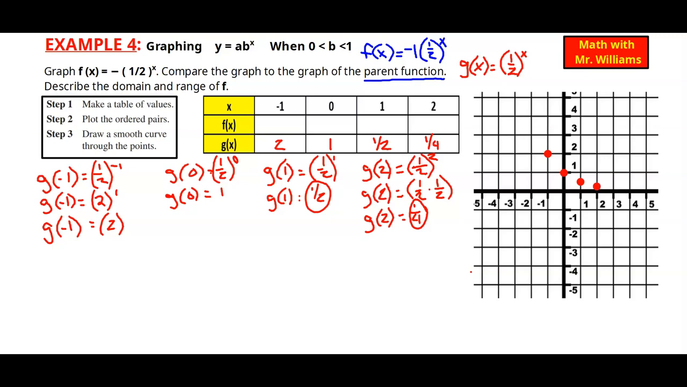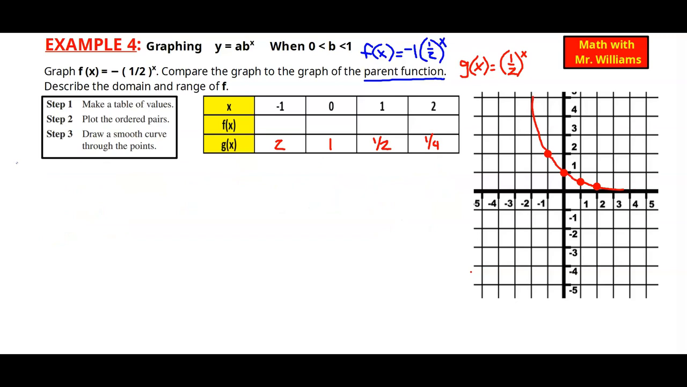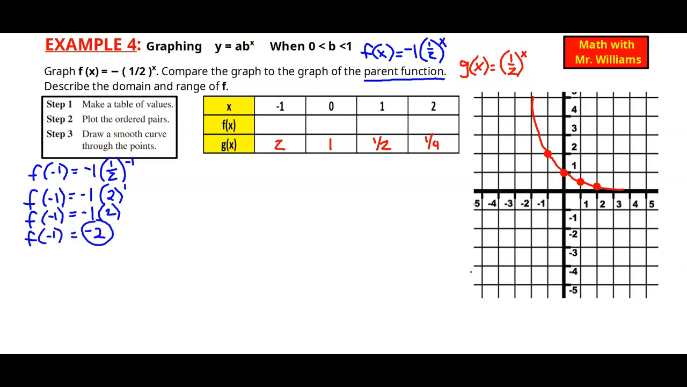Now we're going to go ahead and draw a line through it. All right, let's go ahead and try to find the f of x now. The first one is f of -1 equals -1 times 1/2 to the -1 exponent. We know that -1 exponent is going to flip or use the reciprocal of that fraction, giving us f of -1 equals -1 times 2 to the 1 exponent. And we know that the number to the 1 exponent is going to give us 2. And now we have negative 1 times a positive 2 will get us a negative 2 as a result. Put that in our table.